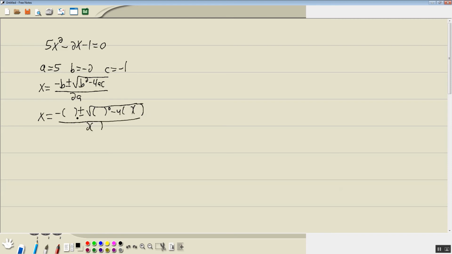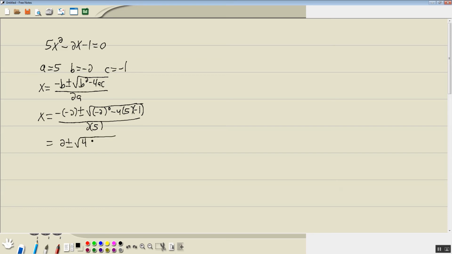And now I'll plug in what I identified. B I said was -2, so I'll put a -2 everywhere I have B. A I said was 5, so I'll put a 5 in everywhere I have an A. And C was -1. Now negative -2 becomes a +2, plus or minus.